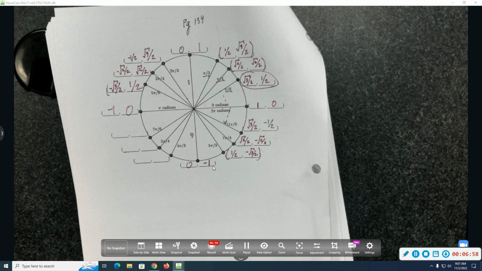The other transformation, which I think we got to last time, was what happens when you add pi to an angle. What's the cosine of pi plus an angle?